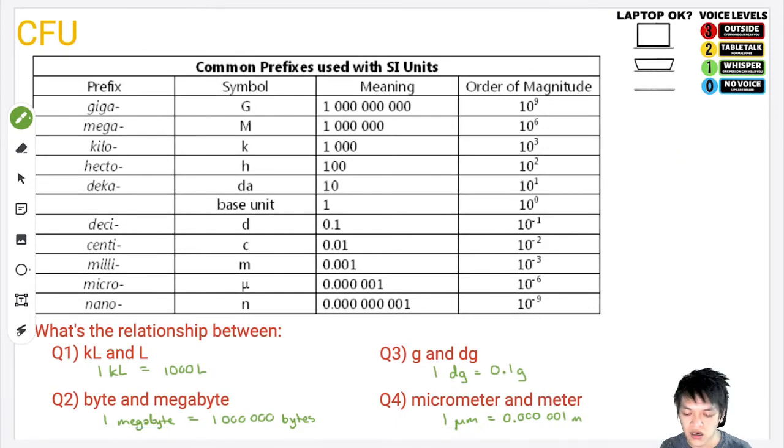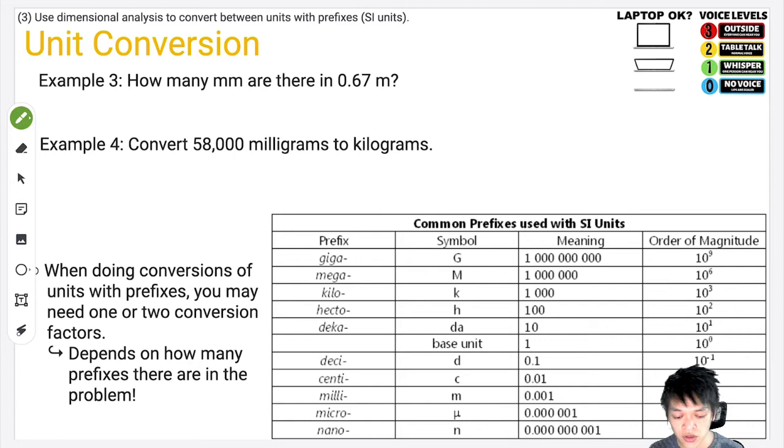Okay? Alright, we can get to our third objective here, to use dimensional analysis to convert between units with prefixes. So here are 2 different examples, and they're slightly different from each other. The first example is asking how many millimeters are there in 0.67 meters. I do want you to notice in this one that milli is the only prefix here. So that's actually a hint. You need only 1 conversion factor to solve this problem. But I do want to write the relationship to help us out. So let's write the relationship right here maybe.